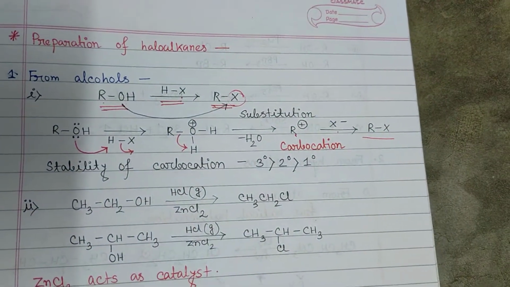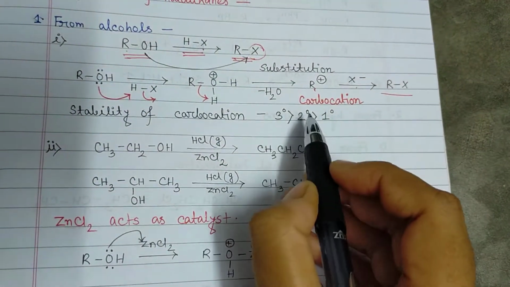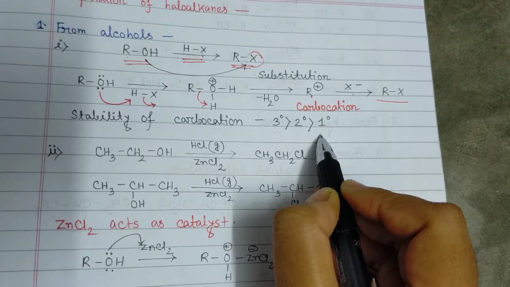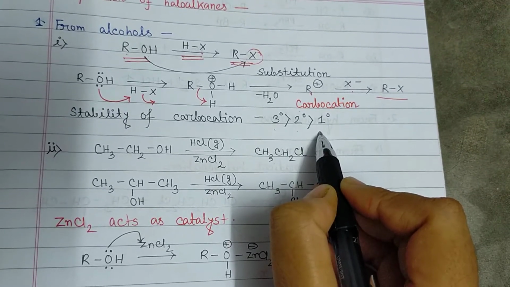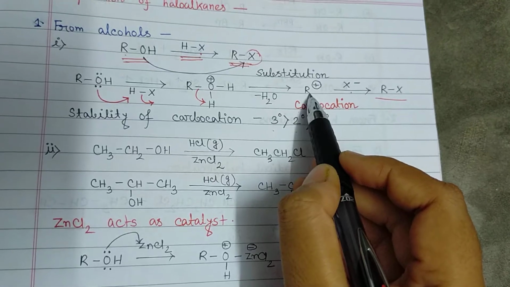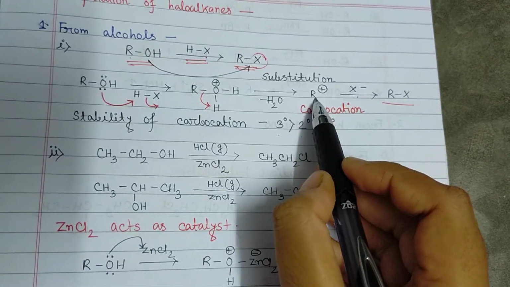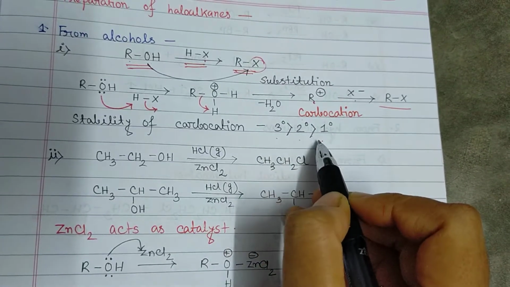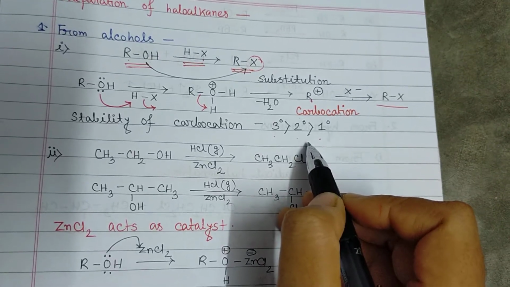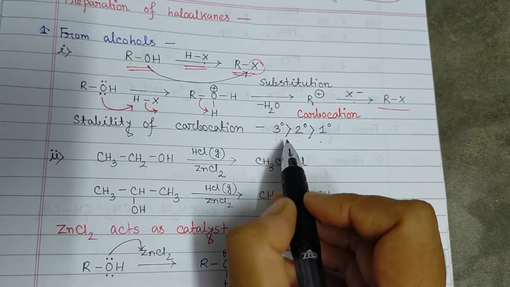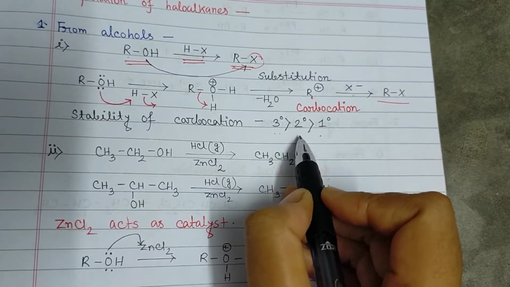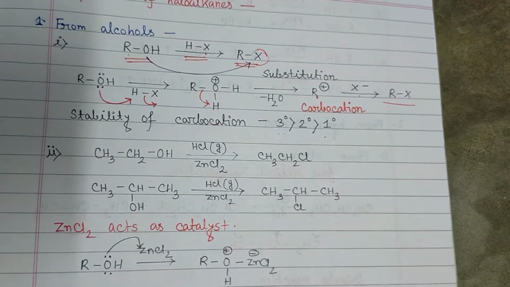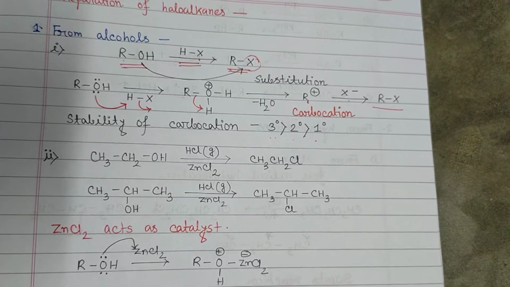the alkyl halide. Now we know that the stability of carbocations is in the order 3 degree, 2 degree and 1 degree. So according to this stability order, this carbocation, which is the intermediate in this reaction, will be formed in the order of stability 3 degree greater than 2 degree greater than 1 degree. So the reactivity of 3 degree alcohol in this reaction is the highest, then 2 degree alcohol and lastly the 1 degree alcohol. So this is the preparation of haloalkanes from the alcohols.